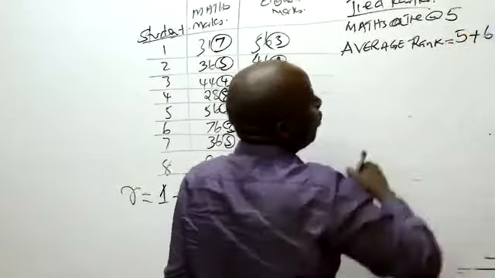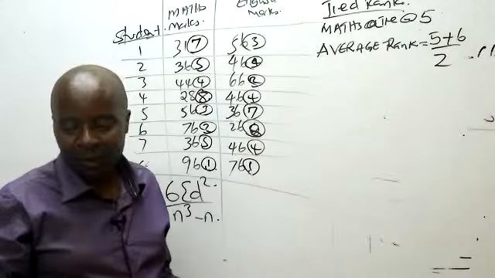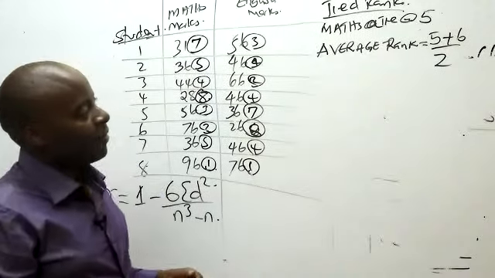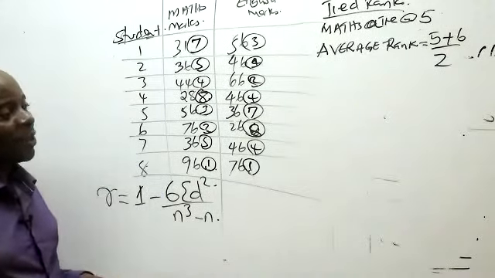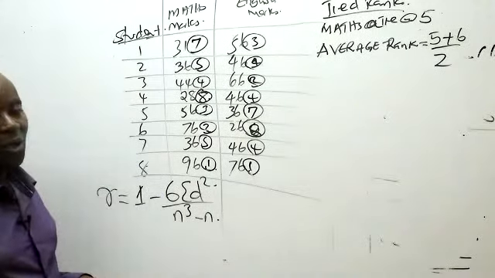I want a blue marker pen. Blue marker. So we have here 5 plus 6 divided by 2. This will give us 5.5. So there's no other tie in maths, but I have a tie in English.